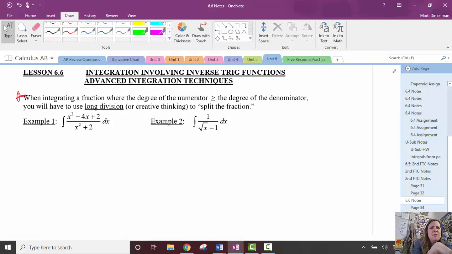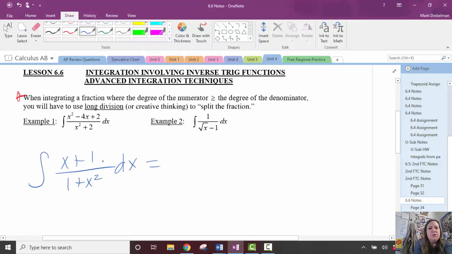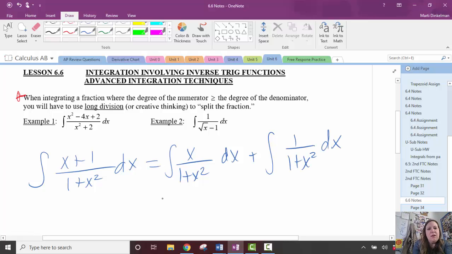So if we had an integral of x plus 1 over 1 plus x squared, I know that's not the same as the degree here, but remember that we can split the numerator. That's totally mathematically sound. Then this is a u-sub problem: u is the denominator, so I know it's a natural log. And then this one is an inverse trig function, so the antiderivative of this is tan inverse.